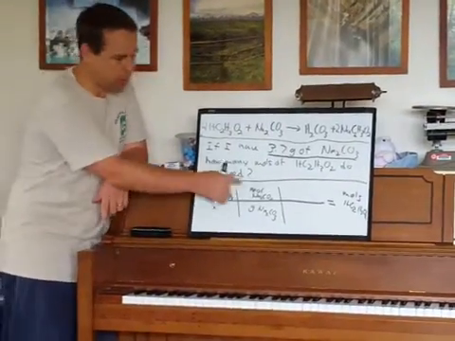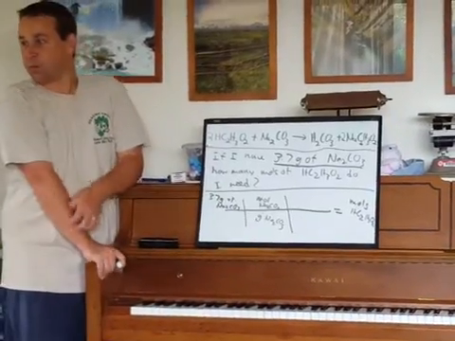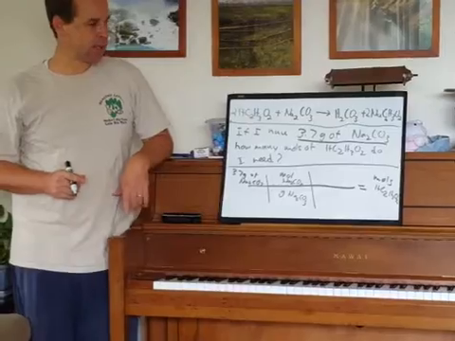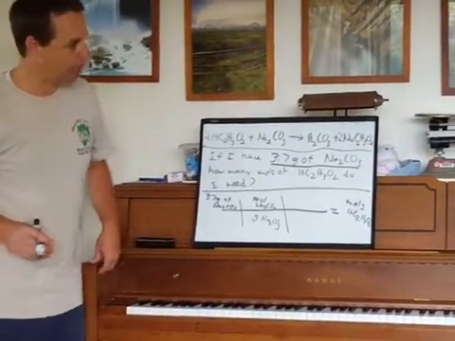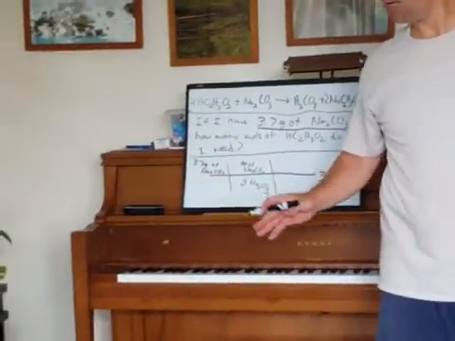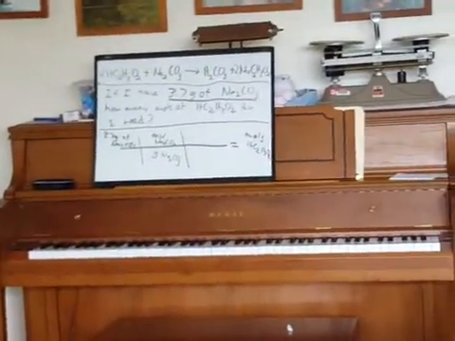How would you convert grams to moles? That's a good question. If it's just one element, we look at the periodic table. But when it's lots of elements like this, Na2CO3, what do we have to do? We have to add them all together. How many Na are there? There's 2 Na.